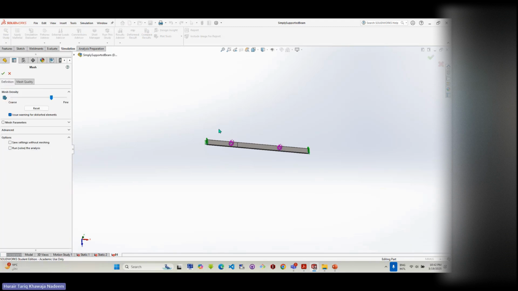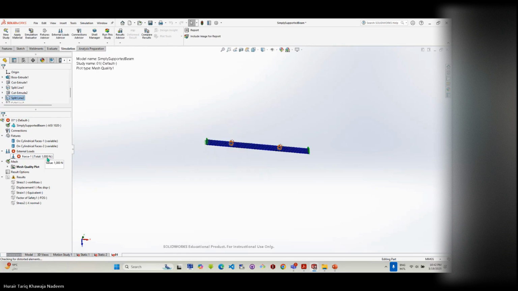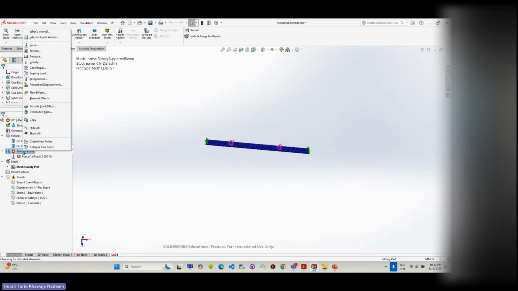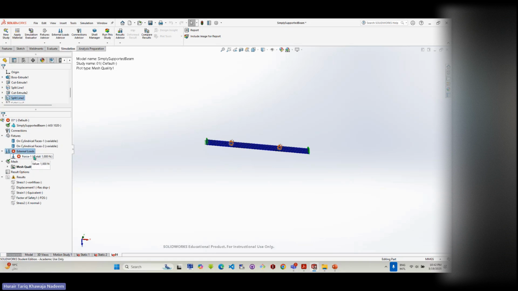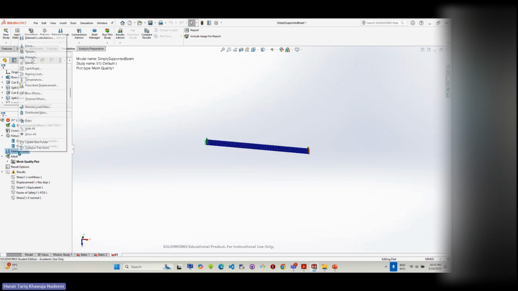Create mesh. Oh, there is nothing over here. Well, I think we have to delete it and redo it, this one. Add details, hide, suppress, delete. Okay, let's delete this one and add external loads again.